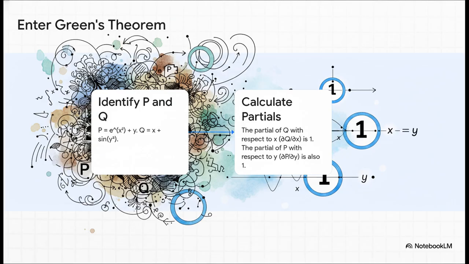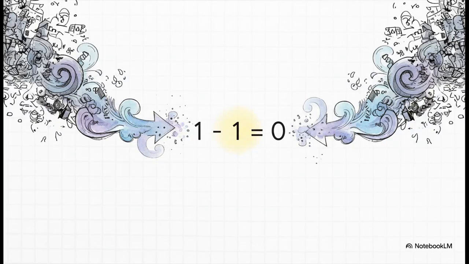Now, watch the magic. Let's get the partials for our 2D curl. The partial of Q with respect to x is, well, it's just 1. That crazy sine term just disappears. And the partial of P with respect to y, it's also just 1. The exponential mess is gone. This is the absolute beauty of the theorem.